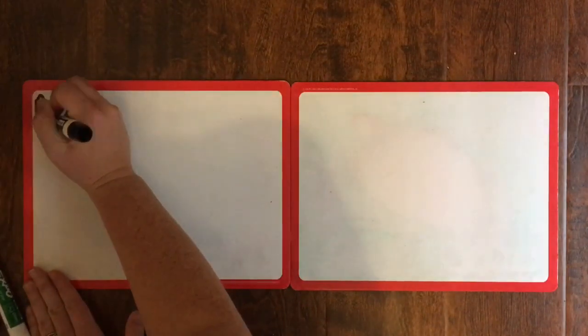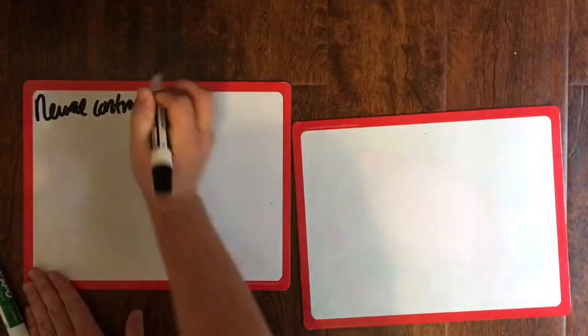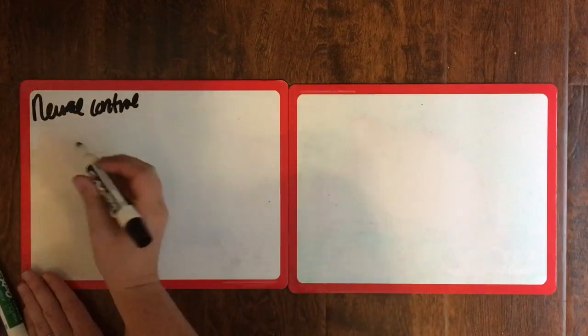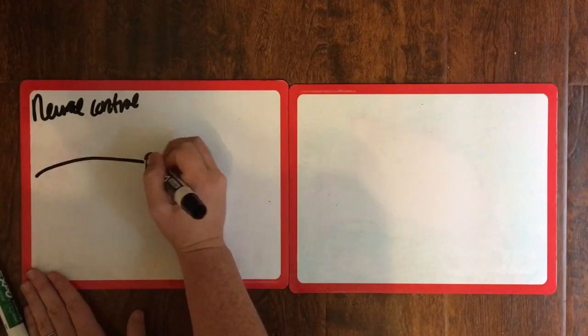All right, so I'm going to talk today about skeletal muscle contraction. And in order to start skeletal muscle contraction, the skeletal muscle fiber itself has to be excited by the nervous system. So before we even start, we have to talk about neural control.